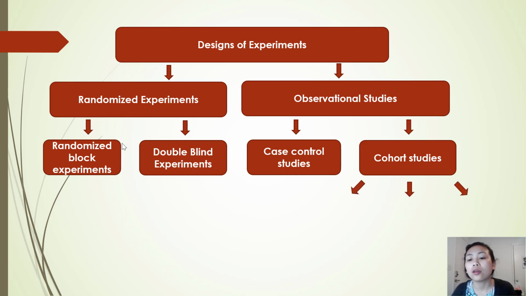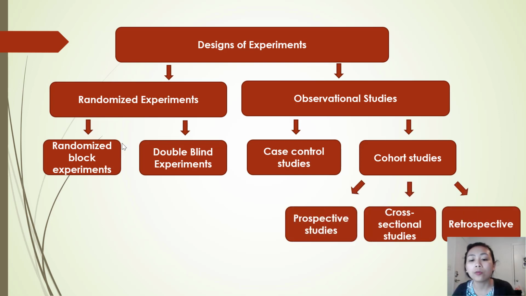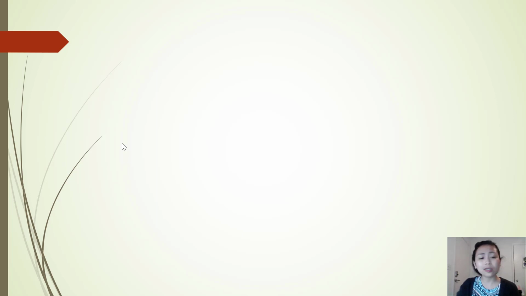For cohort studies, we have prospective studies in which the sequence of time is taken into account. For cross-sectional studies, we consider only one single time, and we have retrospective study. The sample is taken after we got the outcomes. So that is everything we need for today, and now we are going to do some practice.